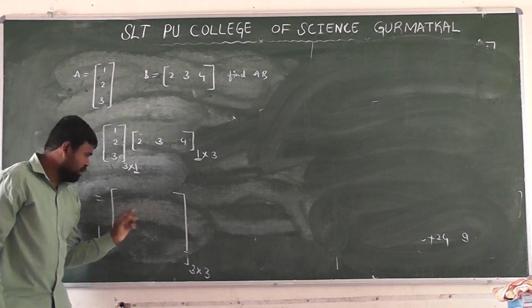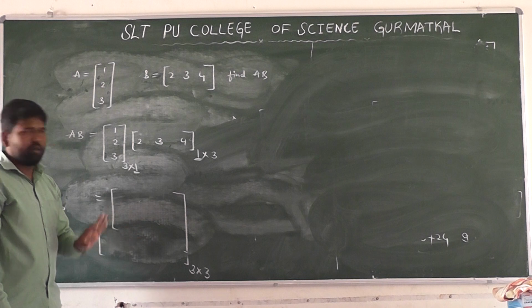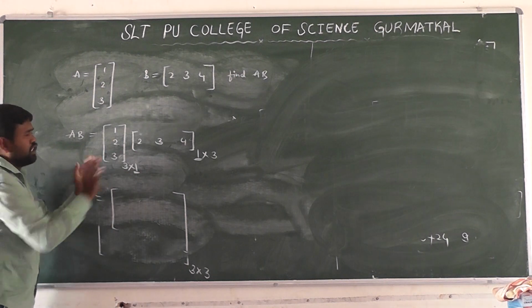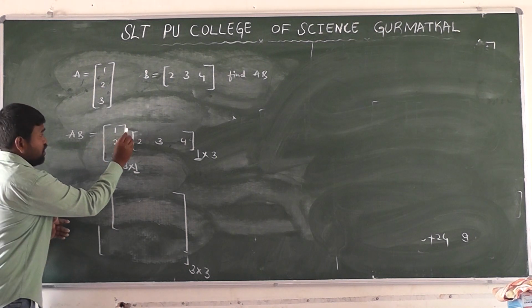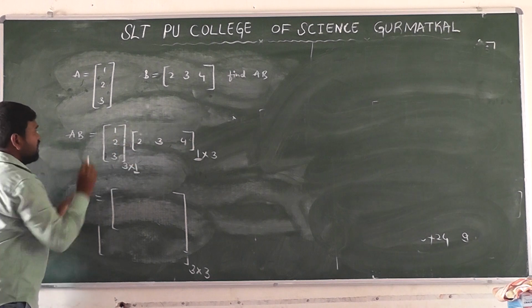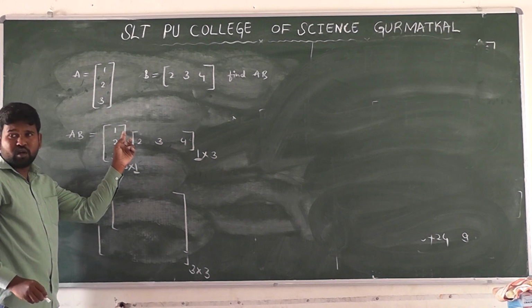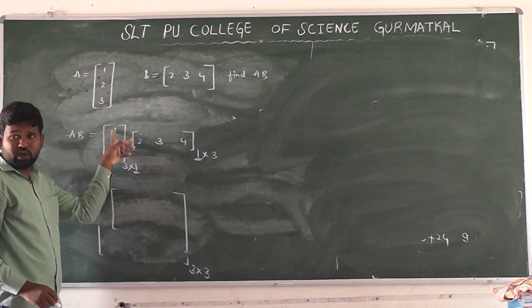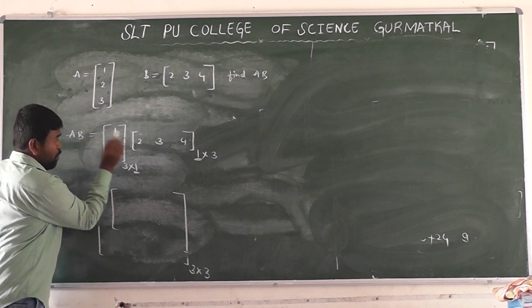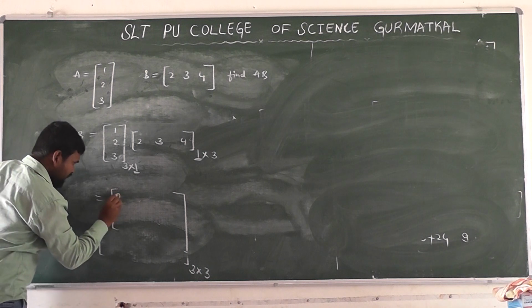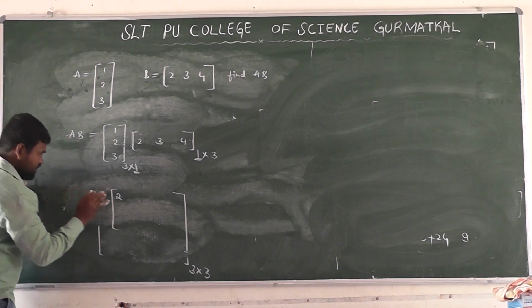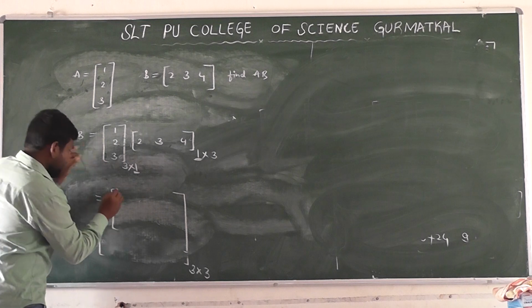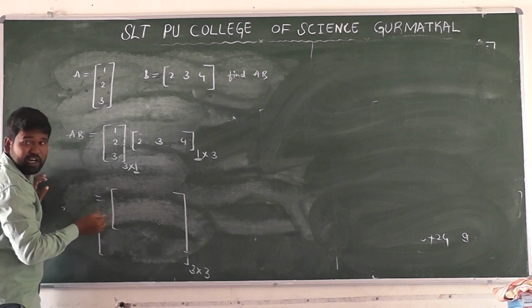3 cross 3, then how many elements are present in the given matrix? 9 elements are there, right? Then how to multiply the two matrices here? Rows into columns. This is which row? First row. And this one, which column? First column. We have to multiply rows into columns. Then 1 into 2, how much? It is over. Suppose here 9 elements, how to write 9 elements generally?